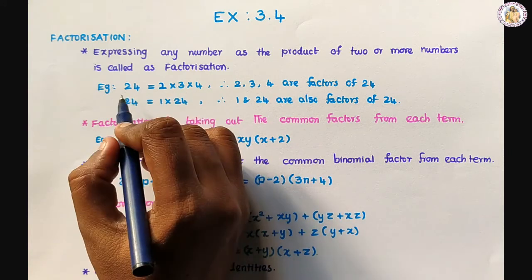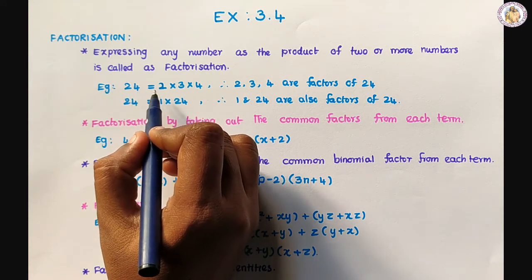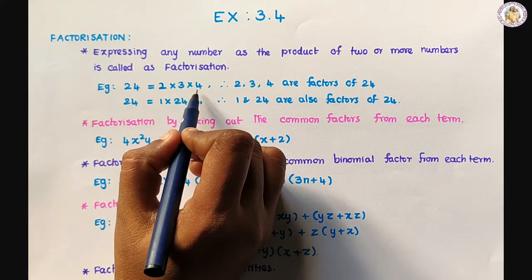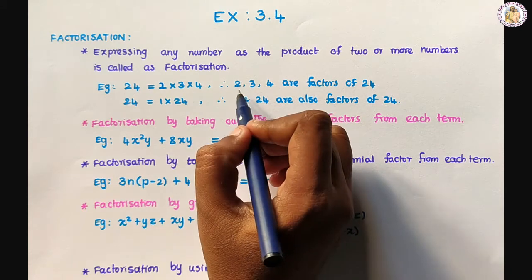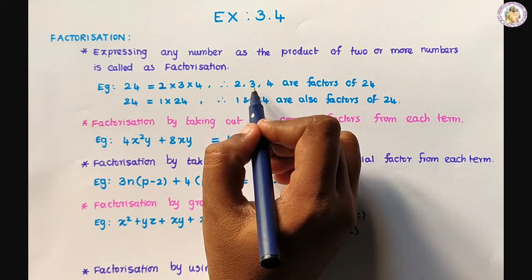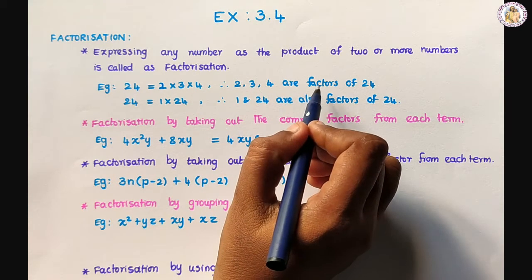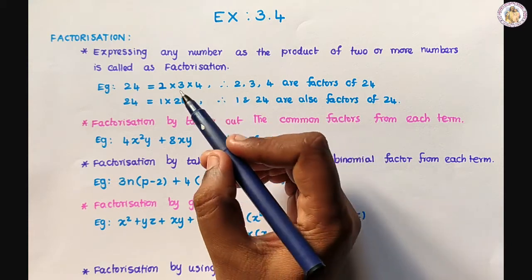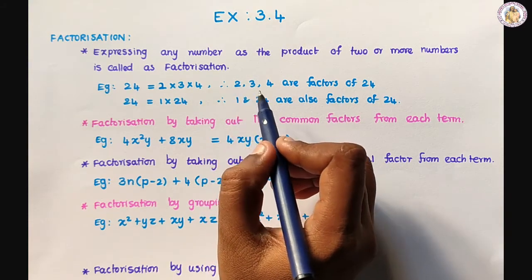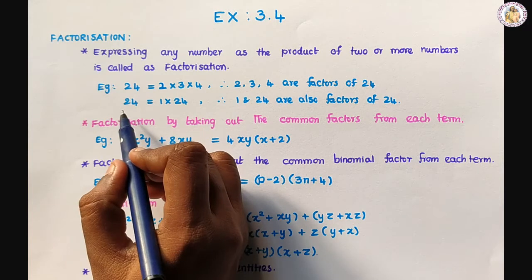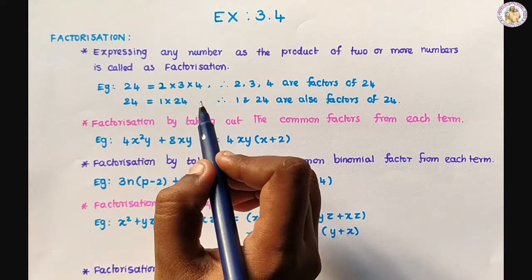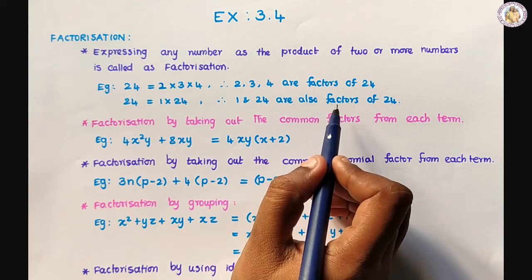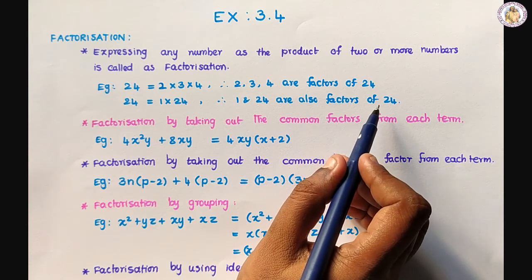Listen to this example. 24 equals 2 into 3 into 4. 2 3s are 6, 6 4s are 24. So, therefore, 2, 3 and 4 are factors of 24. 24 comes in the tables of 2, 3 and 4. And 24 can also be written as 1 into 24. So 1 and 24 are also factors of 24.